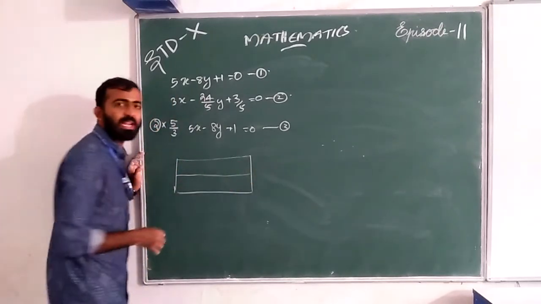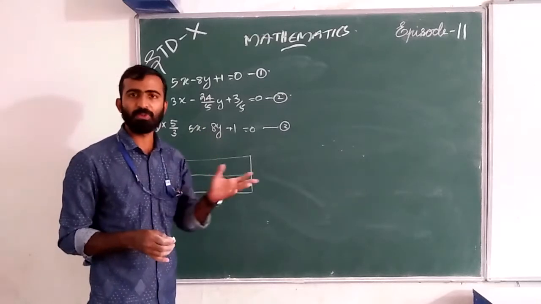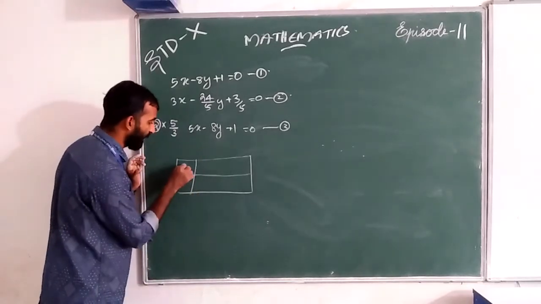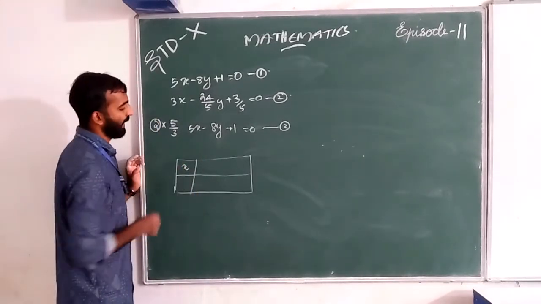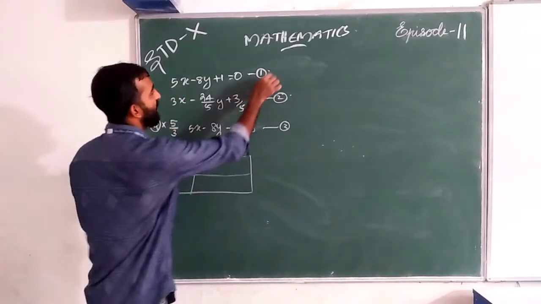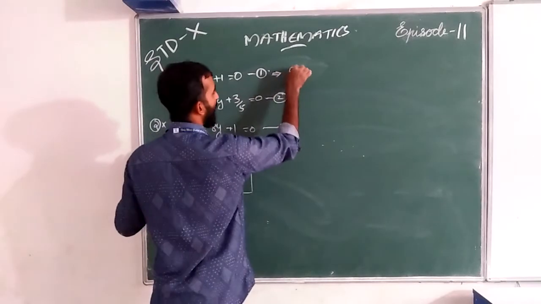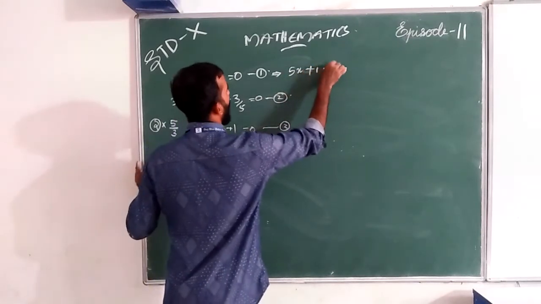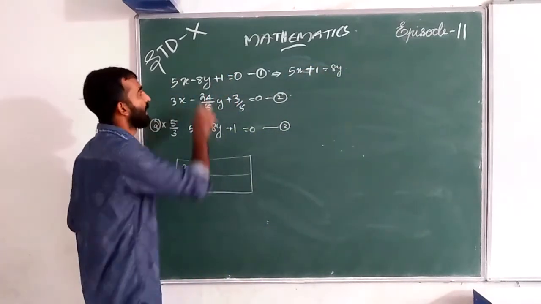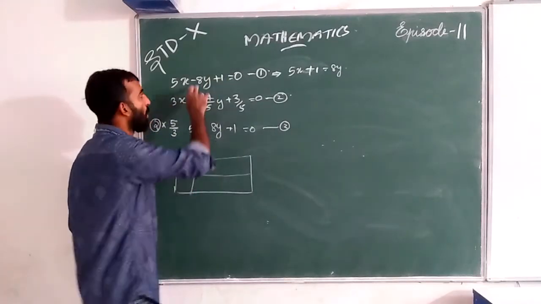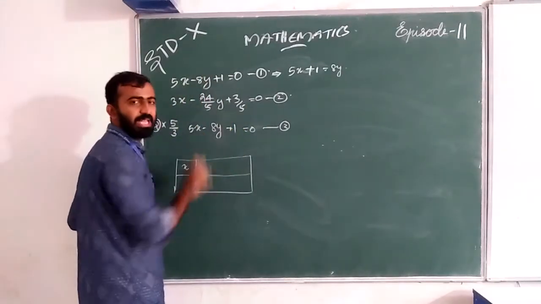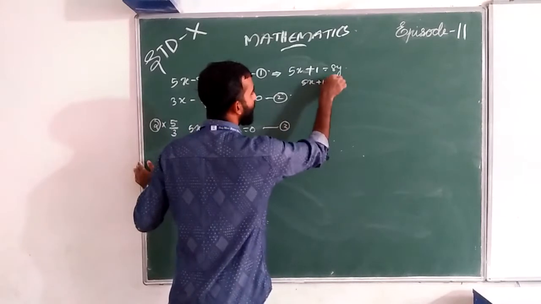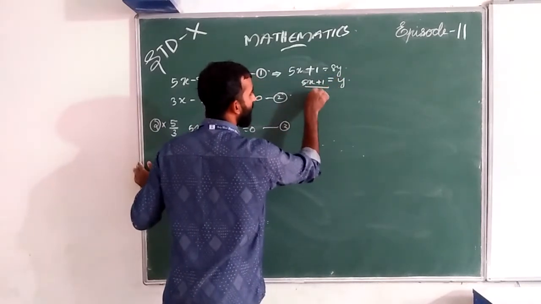Then we want the coordinates. When we draw a graph, we want the x coordinate and y coordinate. So we find the coordinates: we can write 5x plus 1 equal to 8y. Here 8y is moving to the right side, then we get 8y. That is, 5x plus 1 equal to 8y.